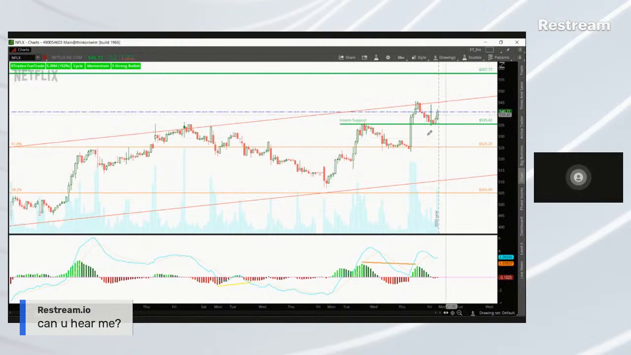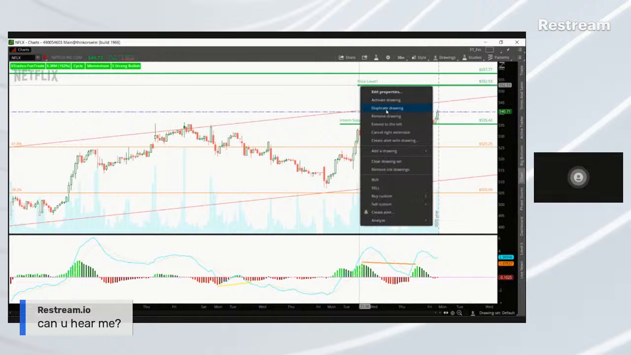If it doesn't, I will sell it here. So it's not a shame, right? I would have got some profit here along with my support, so it's fine. If it breaks out and moves along, we know the target to watch out for is 557.77. So this is for Netflix.